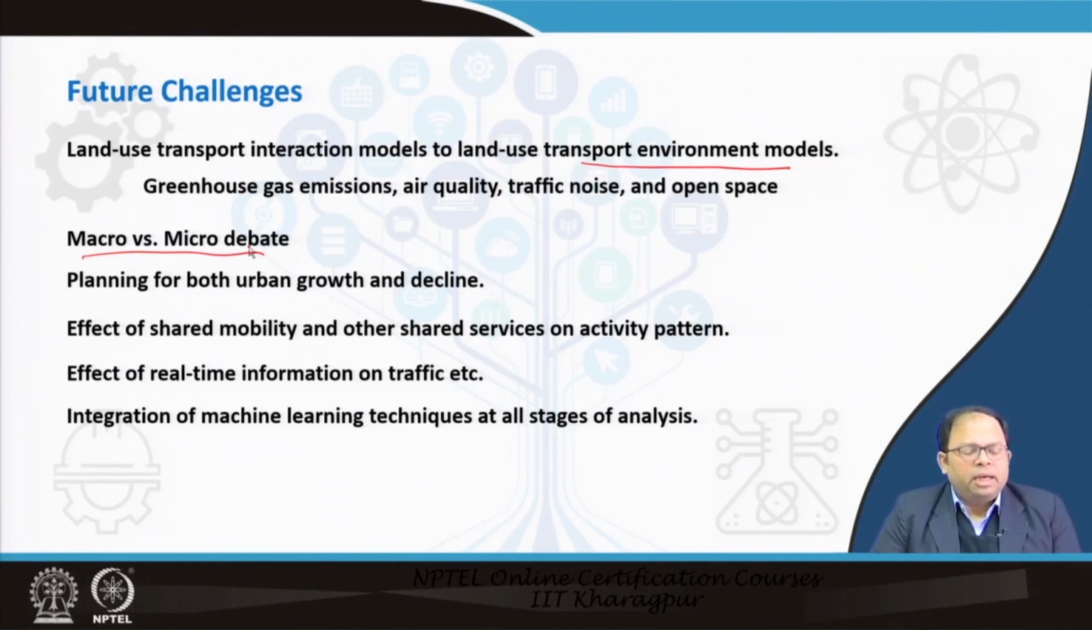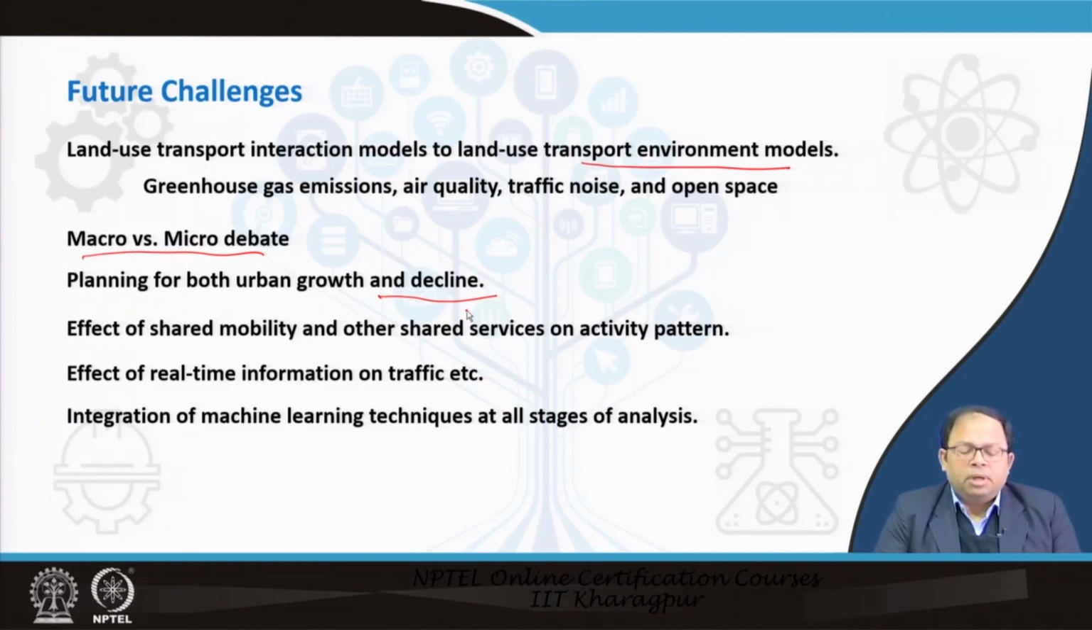Then we can also think that land use transportation models are only looking into urban growth. That means it can predict how the urban area is growing, but it may not be able to predict decline. Because the model structure is oriented towards predicting urban growth, there may be some unforeseen problems which may arise because of this decline. Many urban areas are actually declining, so people are moving out of those particular urban areas. So planning for those areas also needs to be considered.